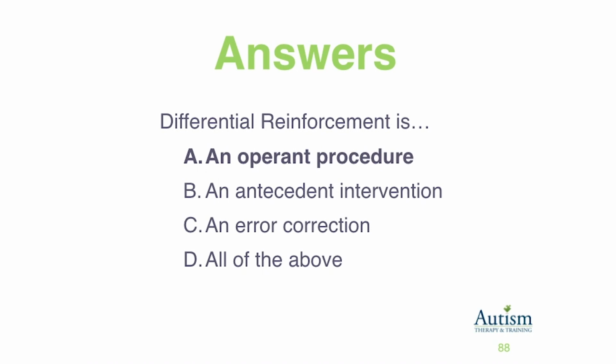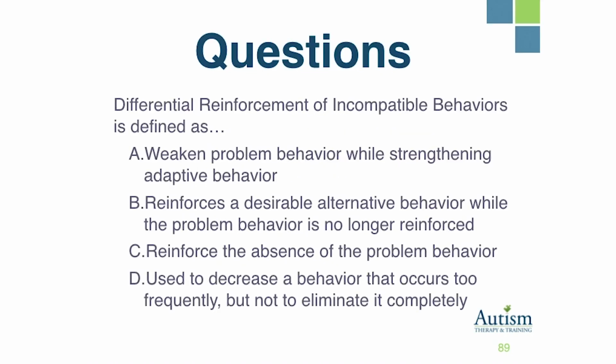And the correct response is A. An operant procedure. Differential reinforcement of incompatible behaviors is defined as A. Weaken problem behavior while strengthening adaptive behavior, B. Reinforces a desirable alternative behavior while the problem behavior is no longer reinforced, C. Reinforce the absence of the problem behavior, D. Used to decrease a behavior that occurs too frequently but not to eliminate it completely.